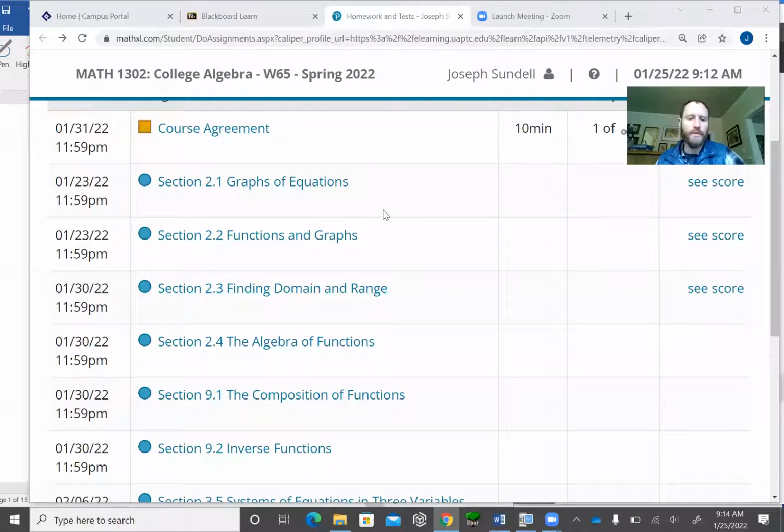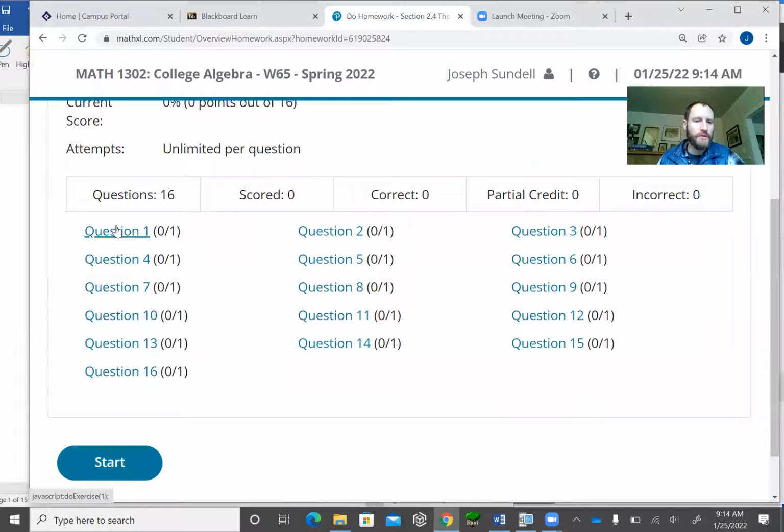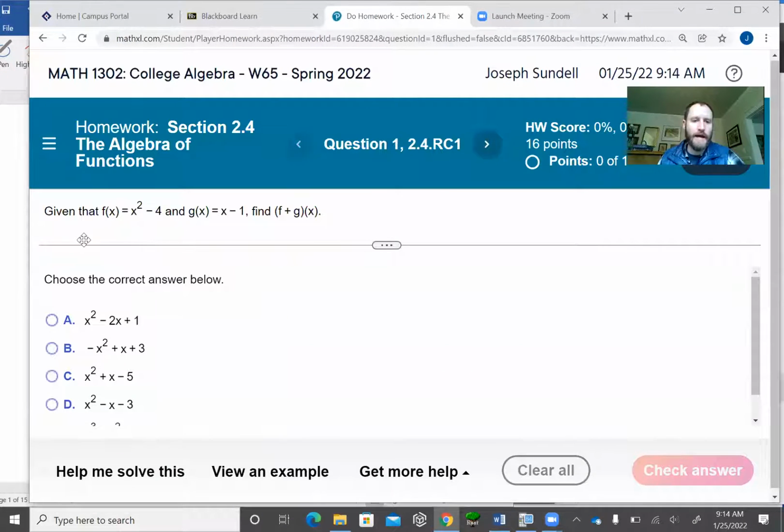Hey everybody, what's up? I'm going to do a little video here for the section 2.4 homework. This is the algebra of functions. So we're going to kick it off here. We've got a bunch of stuff where we're adding functions, subtracting functions, finding the product of functions, and the quotient of functions. So here's an example of function addition.